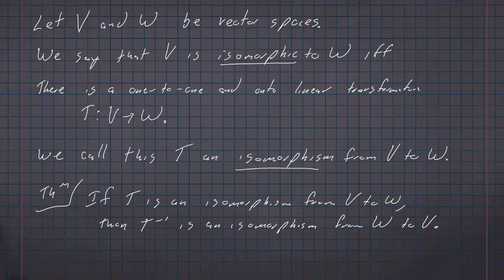If you have an isomorphism T that maps from vector space V to vector space W, well, an isomorphism is both one-to-one and onto, so the inverse exists. And we proved previously that the inverse is one-to-one and onto, so we have an isomorphism from W back to V. And not only is V isomorphic to W, but W is isomorphic to V as well.